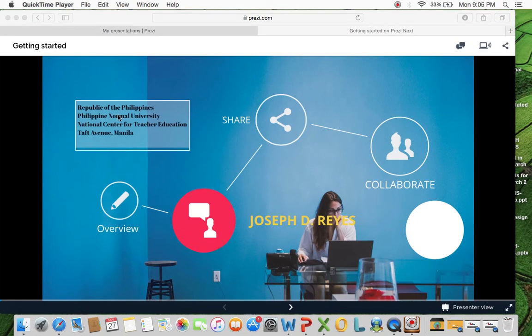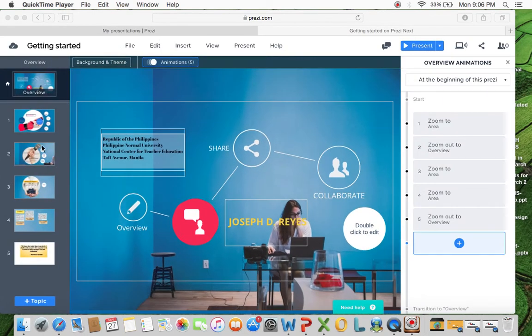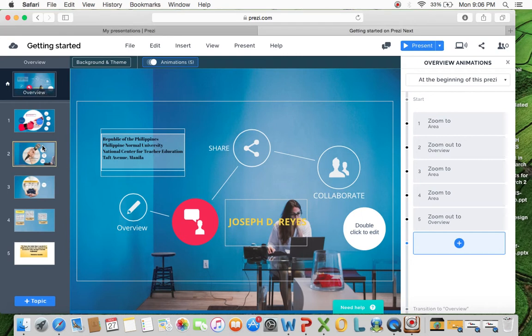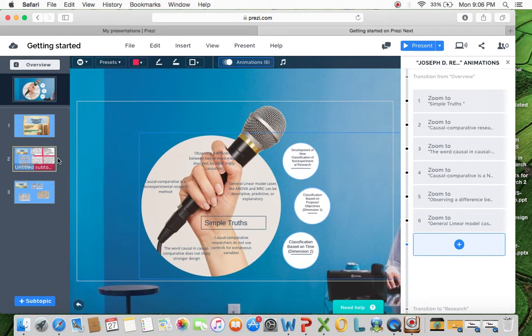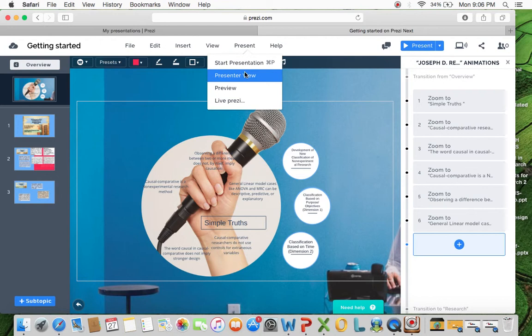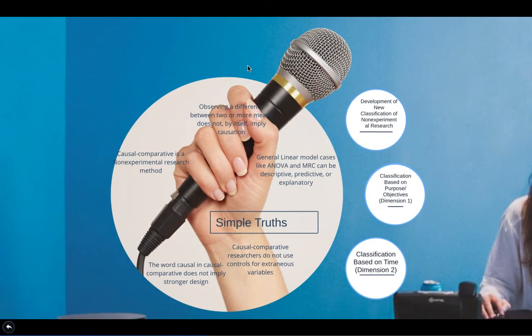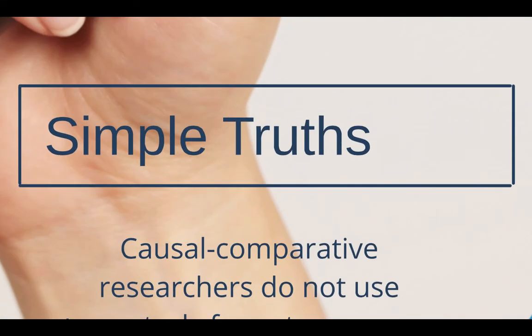And now, let's proceed to our presentation about the new classification of non-experimental quantitative research. And we will now proceed to the simple truths about correlational and causal comparative research. Now, let's take a look at the simple truths. What are the simple truths all about?